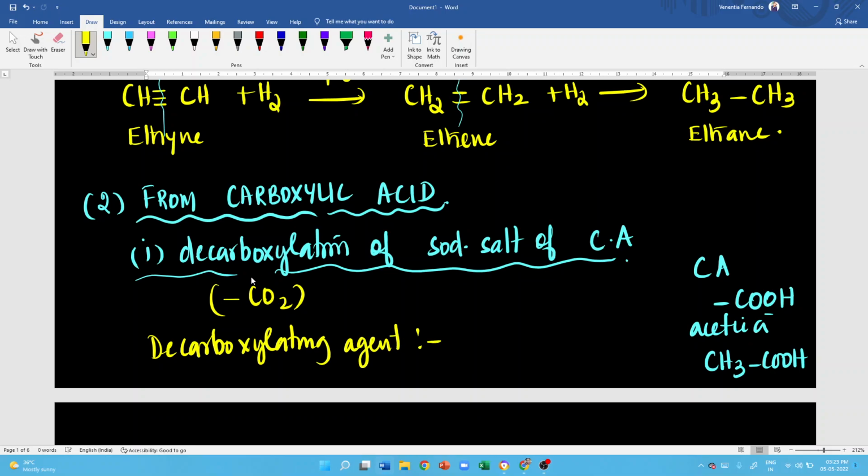Usually what we use is soda lime, which is a mixture of calcium oxide and sodium hydroxide. This acts as a decarboxylating agent. So what is the meaning of decarboxylation? Removal of carbon dioxide from the sodium salt of a carboxylic acid. Sodium salt means the replaceable hydrogen is replaced by sodium. The name of this compound is sodium acetate.